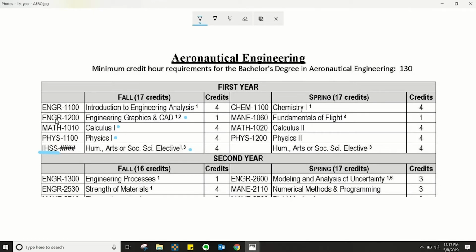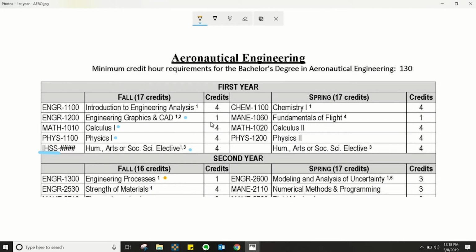If for some reason Engineering Graphics and CAD, Engineering 1200, is closed, we can go down to this other 1-credit class in the fall semester of your sophomore year, Engineering 1300, which is Engineering Processes. And you can easily substitute that for Engineering Graphics and CAD if that's closed or it doesn't work for your schedule. Either one is fine. And just because we have Processes in that first semester sophomore year, it is not any harder than CAD. In fact, most students would tell you it's probably a much easier class. So either one is fine in that first semester.